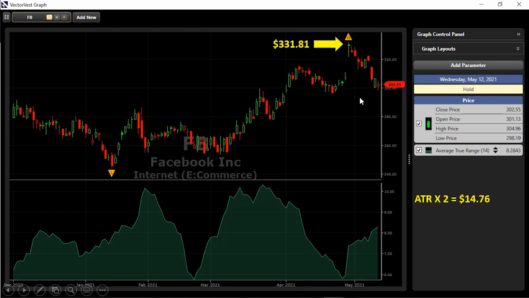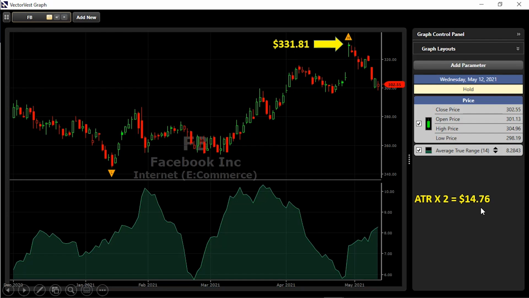Now on that day, the one ATR was $7.37. I know here it says $8.28, but that's as of the hard right edge. On this day here, the ATR was $7.38. We multiply that times 2. That gives us an ATR times 2 of $14.76. That becomes our trailing stop loss.